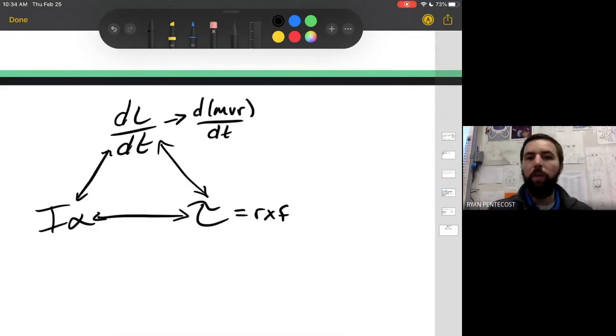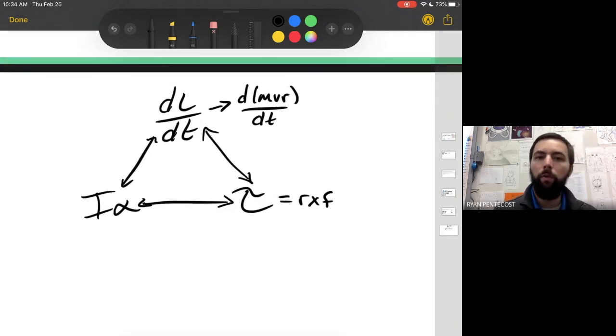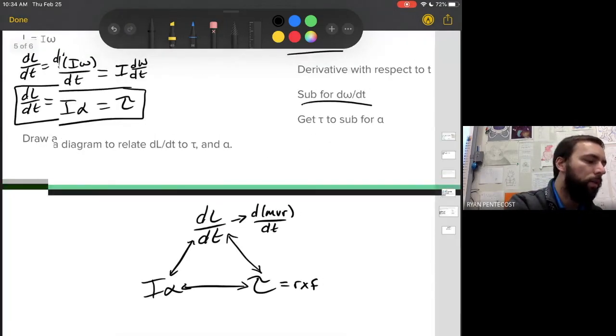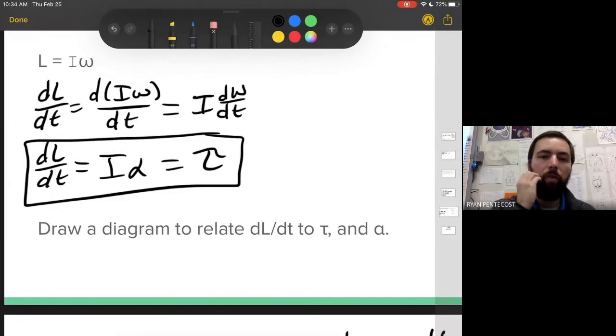So if you have a change in mass, change in velocity, change in radius, you can use dL dt. If you've got radius and force, you can use torque. And then obviously if you have alpha or moment of inertia, you could use I alpha. And then you can solve back and forth using this triangle. Now we're going to get more practice of this using our next video to account for time. But this is going to be an important way to solve some more complex problems that we're going to approach.